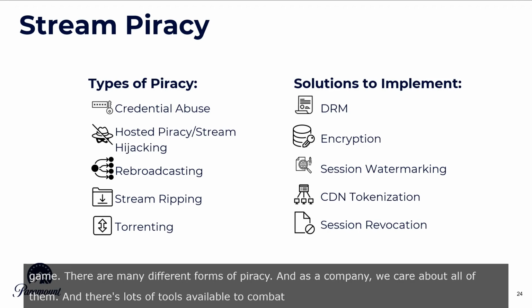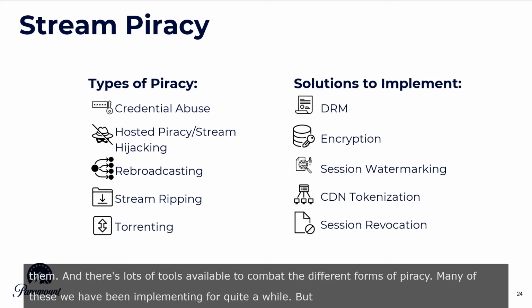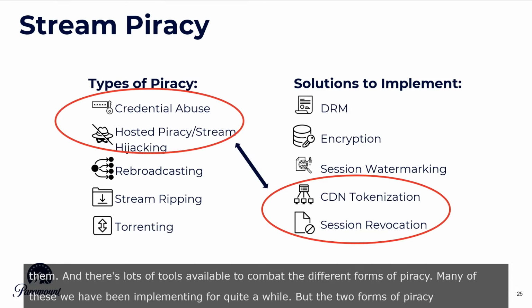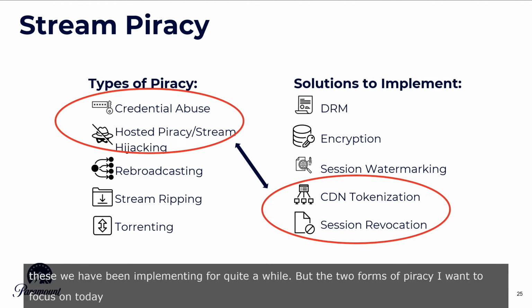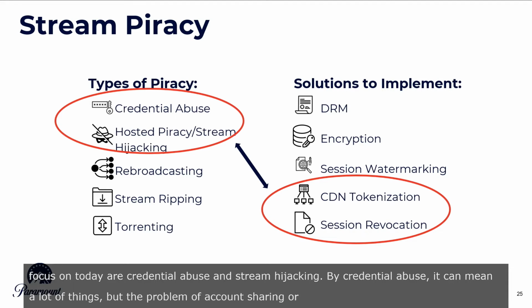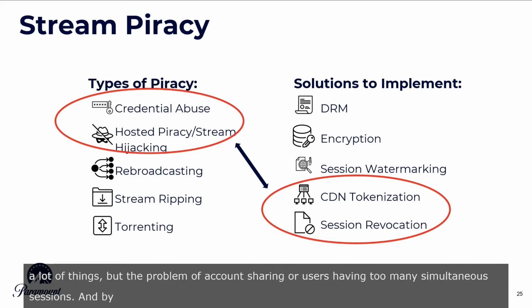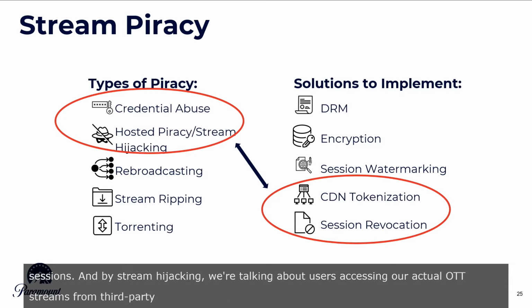And there's lots of tools available to combat the different forms of piracy. Many of these we've been implementing for quite a while. But the two forms of piracy I want to focus on today are credential abuse and stream hijacking. By credential abuse, it can mean a lot of different things, but I'm really talking about the problem of account sharing or users having too many simultaneous sessions. And by stream hijacking, we're talking about users accessing our actual OTT streams from third-party sites.